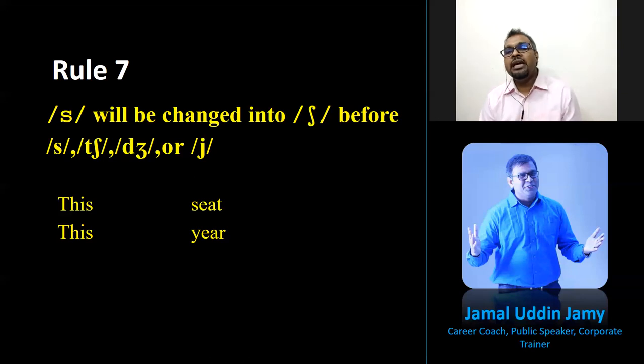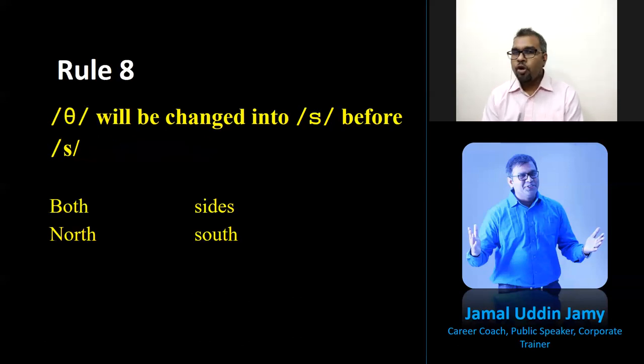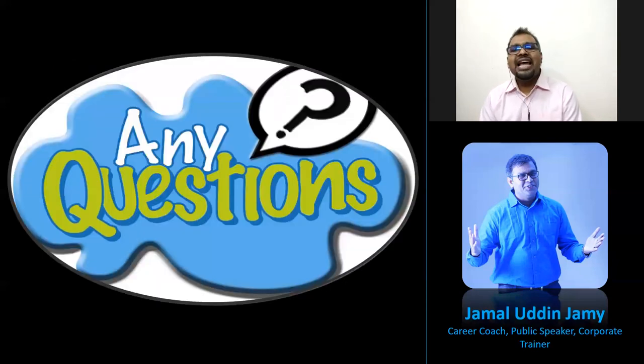This seat will be this sheet; this year will be this shear. Rule number eight, sa will be changed to sa before sa. Both side together, both side; north south together, north south; North South University; both side, outside. That was all about assimilation.